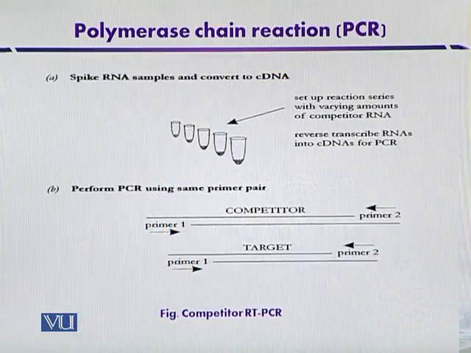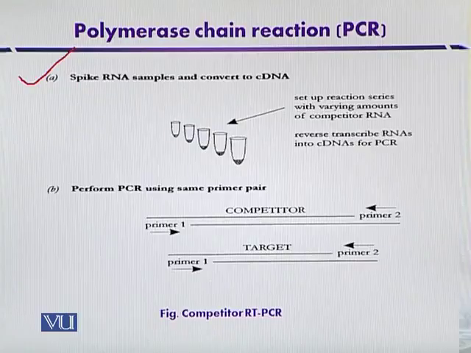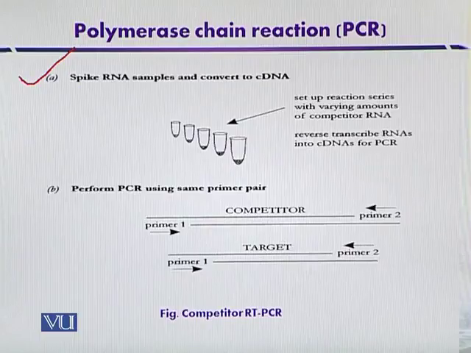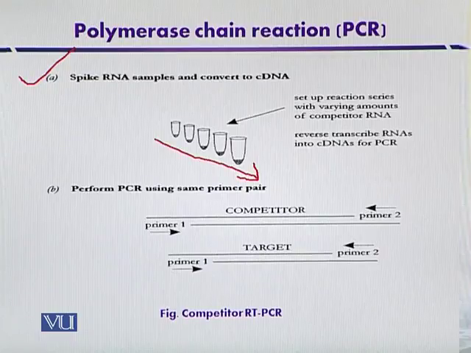So this reaction can be performed in two steps. In step A, we spike the RNA samples and convert to cDNA. As I told you, spiking is the sharp increase in competitor RNA so that we can have different concentrations or standards of the competitor RNA. So gradually the concentration of competitor RNA increases. And then the cDNA is also there in the reaction. So two types of RNA are there.